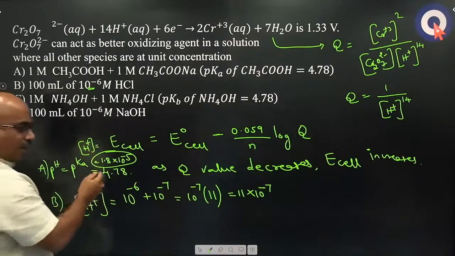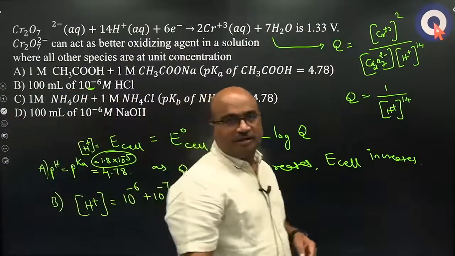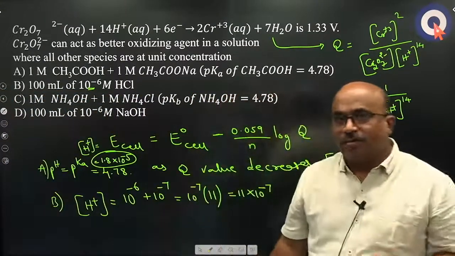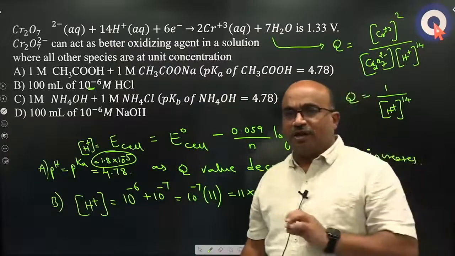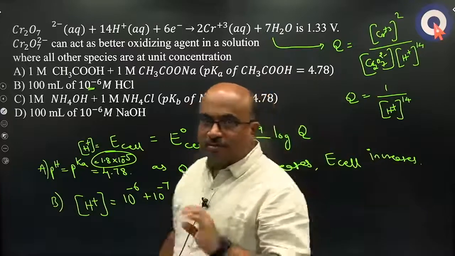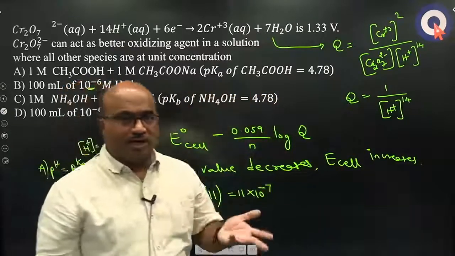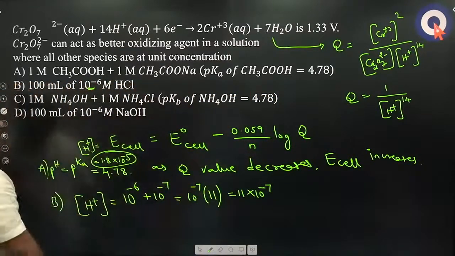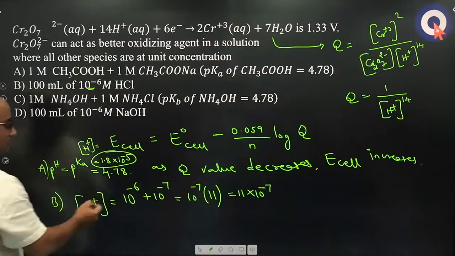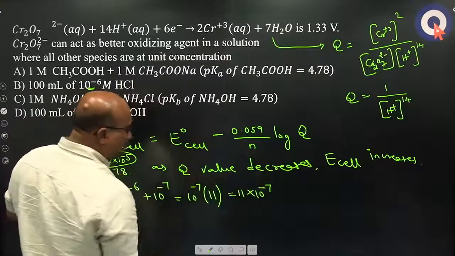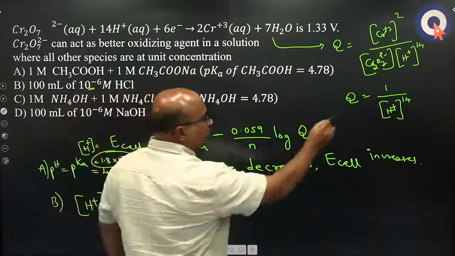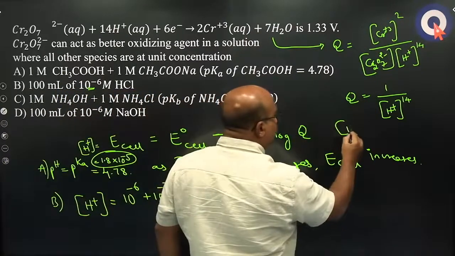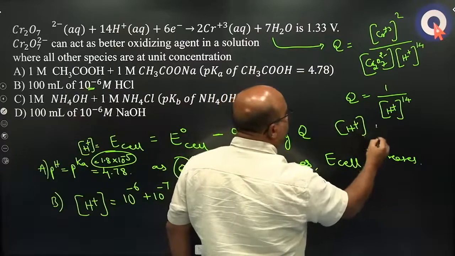Because when you take the antilog of this 4.78, we get around 1.8 into 10 to the power of minus 5. We generally know the acetic acid Ka value, so from that you can try to predict it. Clear? So it is now 11 into 10 to the power of minus 7. So the Q value has to be low, and the H+ concentration has to be high. So the H+ concentration should be high in this.